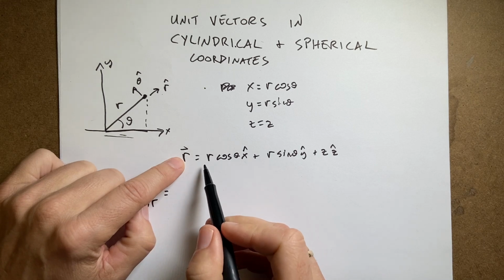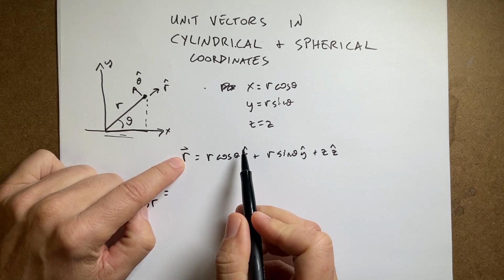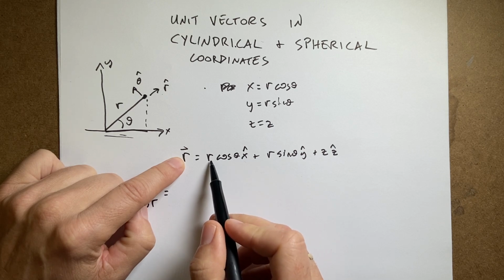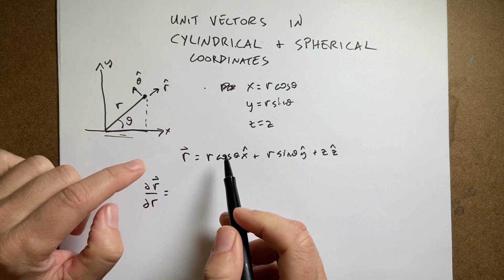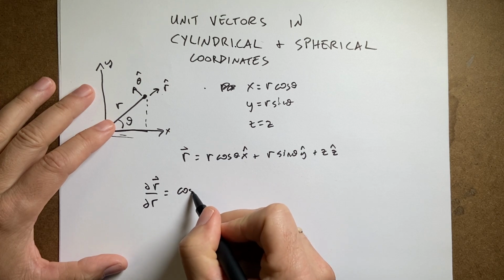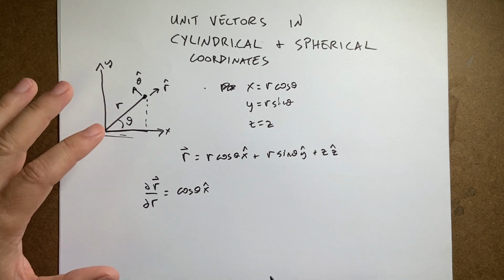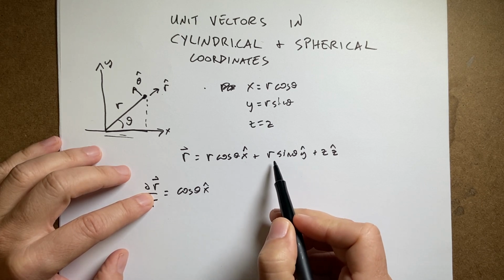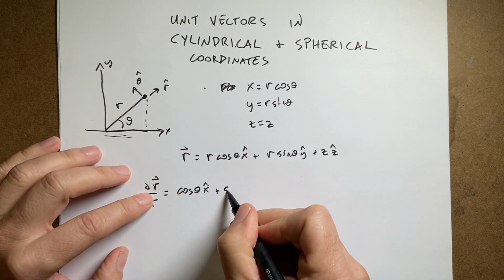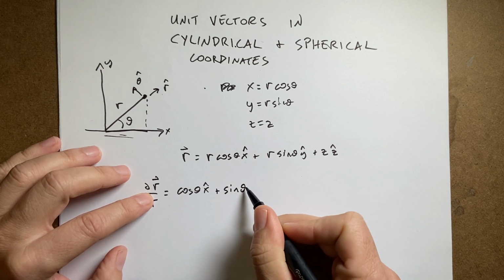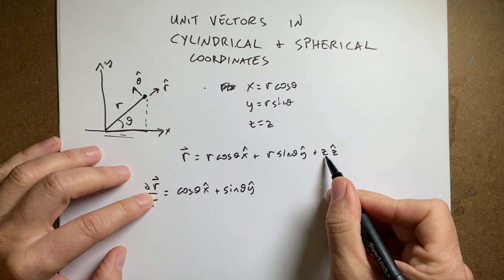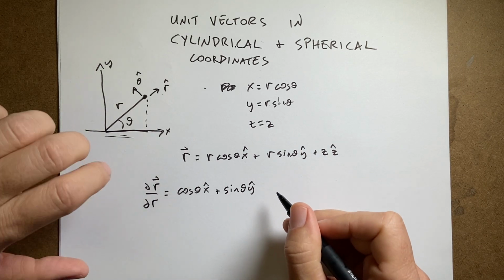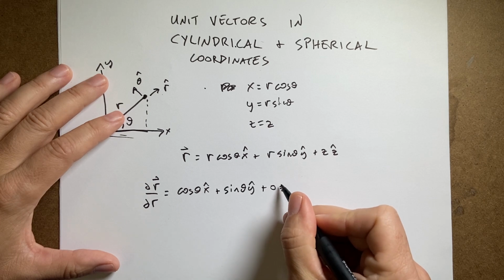So what's the partial of this term with respect to r? Well, that one doesn't depend on r, that's constant, so I just get this. The partial of r with respect to r is 1, so I just get cosine theta x hat. Now I need to do this one again. I have r sine theta, but the only thing that depends on r is r, so I get plus sine theta y hat. And then this one doesn't depend on r at all, so I get plus 0 z hat.